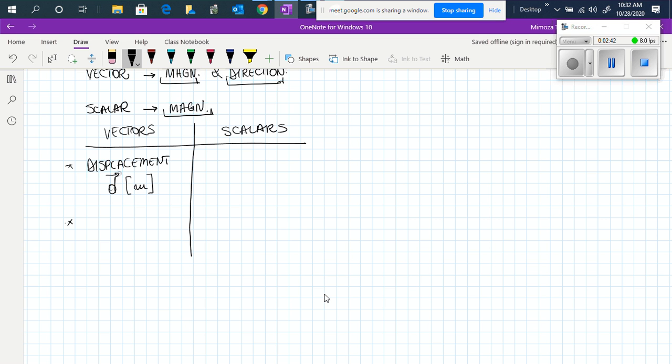Next, a vector quantity that we will deal with a lot in Physics 20 is velocity. And velocity is with letter v and this little arrow on top, and the units for it are meters per second. Another one is acceleration. The letter that we assign to acceleration is a, and the units for it are meters per second squared.